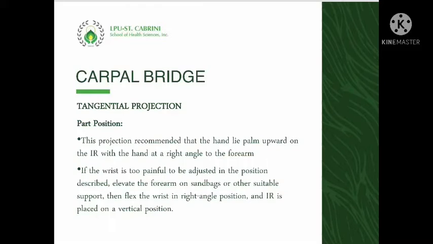If the recommended position is too painful for the patient, we can perform an alternative technique where the patient is seated at the end of the radiographic table with the forearm of the affected side elevated and supported by sandbags, and then the wrist is flexed at a right angle with the IR plane in a vertical position. The posterior aspect of the hand should be in contact with the IR.